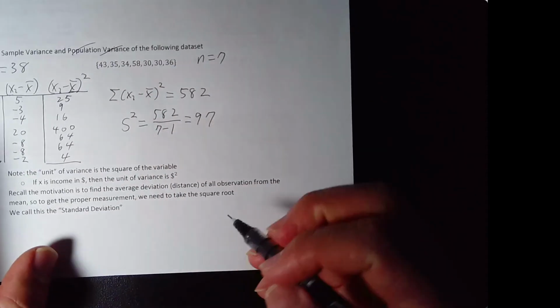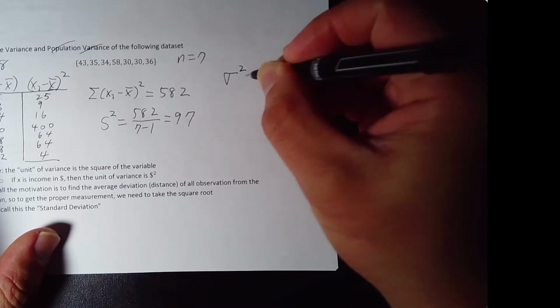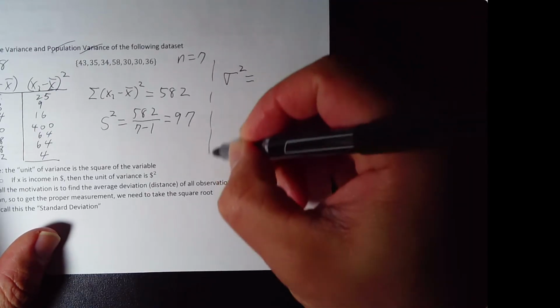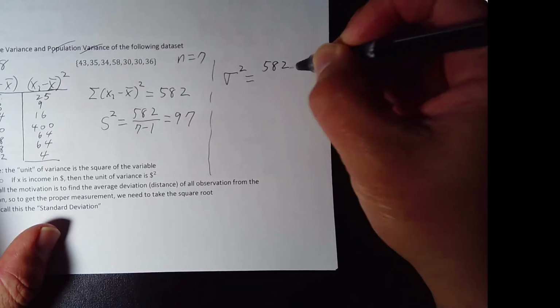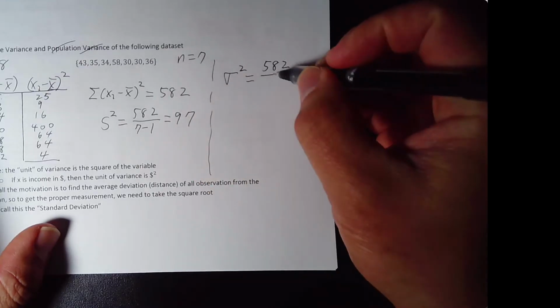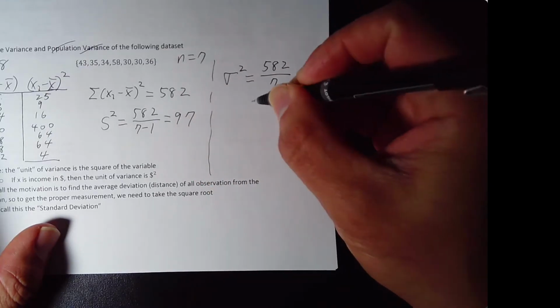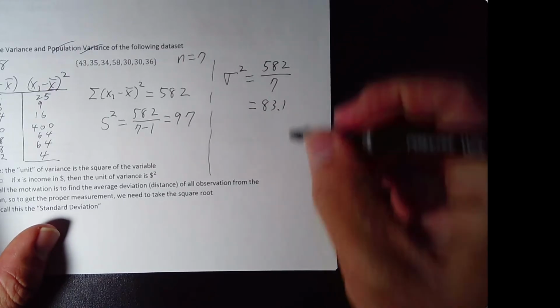And actually, you know what? Let's go ahead and calculate the population variance. I don't know why I stopped you there. Let's go ahead and find sigma squared. The only difference between the two is the numerator will be the same, and the denominator, instead of dividing it by 7 minus 1, just divide it by 7. And then here I got 83.14.